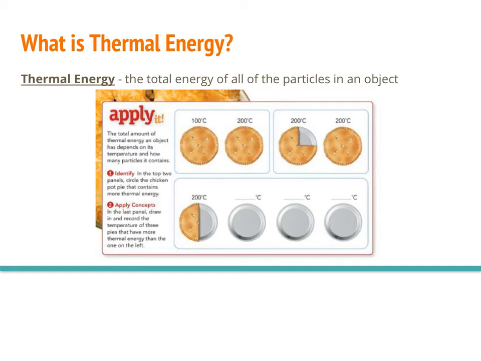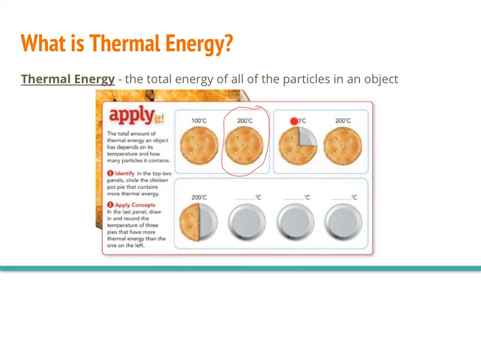Let's do the Apply It on page 138 in your textbook. The total amount of energy an object has depends on its temperature and how many particles it contains. So first off here, in the top two panels, we have some pies. Circle the chicken pot pie that contains more thermal energy. So in the first one, we have a 100 degrees Celsius pie and a 200 degrees Celsius pie. The 200 degrees Celsius pie has more thermal energy because it's at a higher temperature.